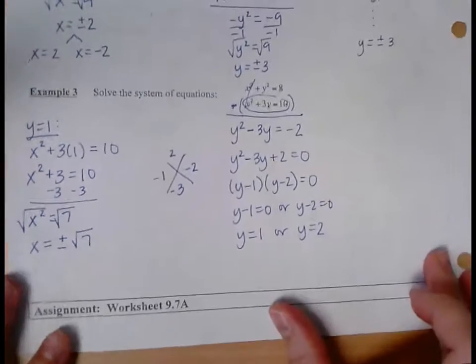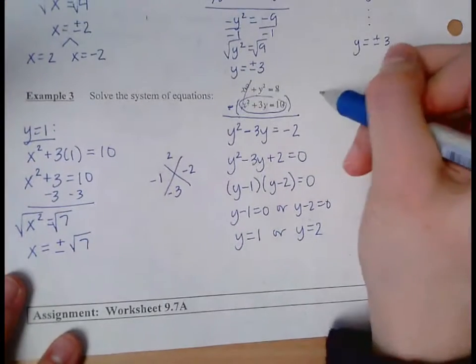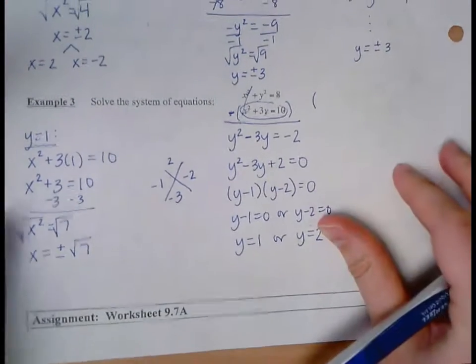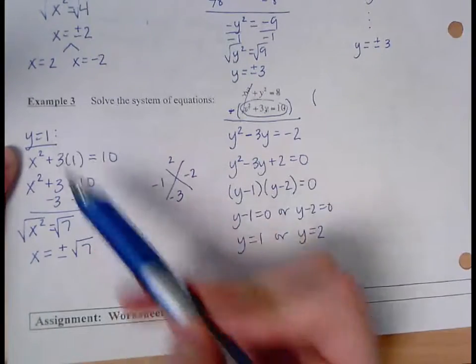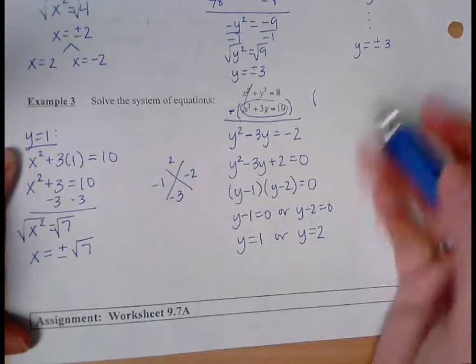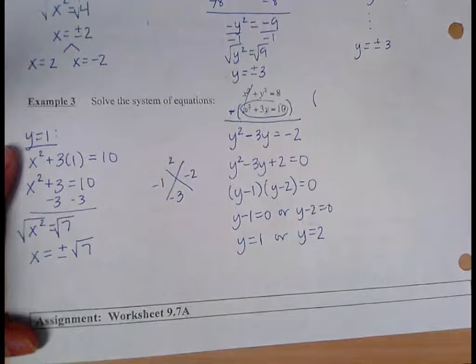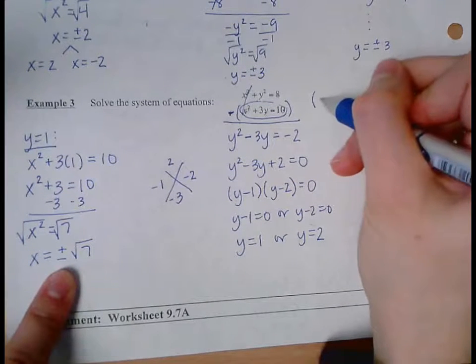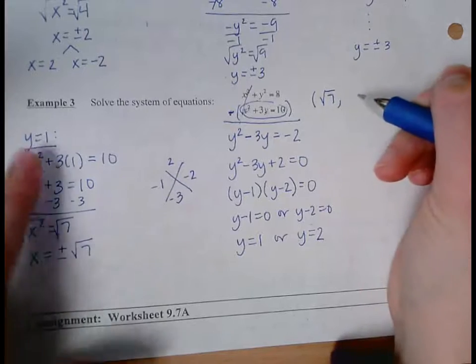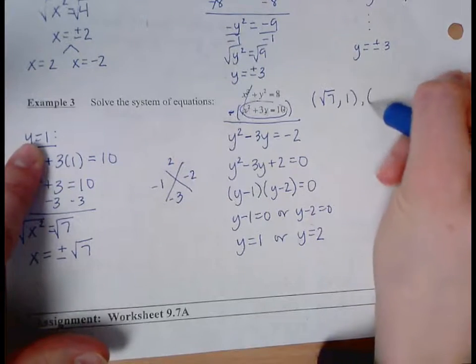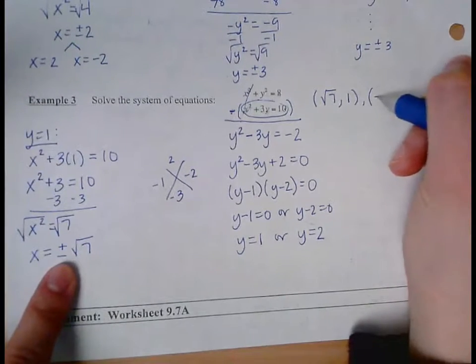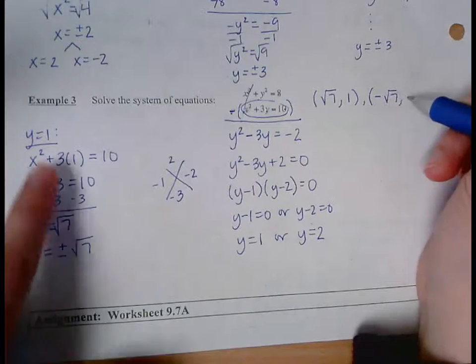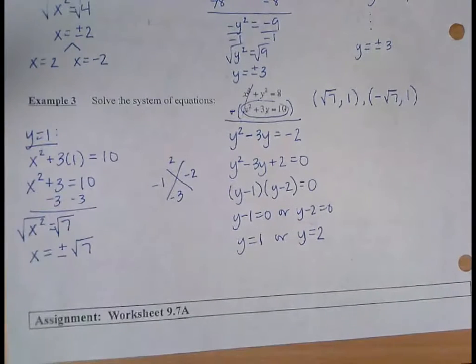So that means, so far I have two solutions, because with the y value 1, I had 2 x values. So make sure also you're keeping your x and your y straight. So one of my ordered pairs would be positive square root of 7 with the y value 1. Another would be negative square root 7 with the y value 1. So those are 2 answers I have so far.